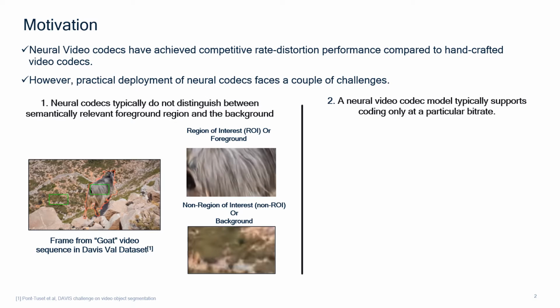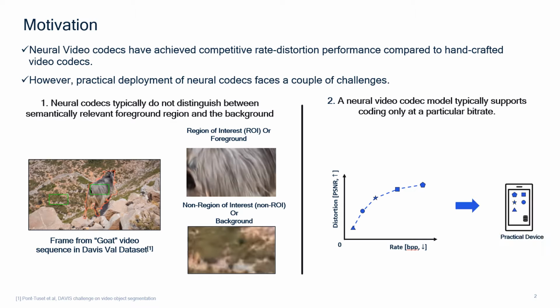Another challenge is that typically neural codecs are trained for a particular bitrate. Operating at multiple bitrates would mean storage overhead. Since neural codecs appear as a black box during inference, users may have very little control over reconstruction quality.